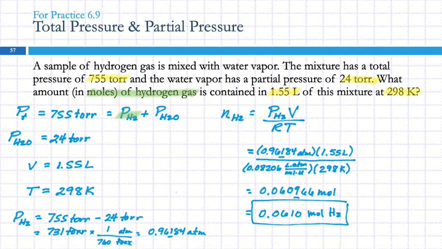Questions? Yes. Why would it be 3 sig figs? Because there's the 24 torr. Good question. The 24 torr is subtracted from the 755, and when we subtract, we're counting decimal places. And so this number still has 3. It's a great question. Any other questions?